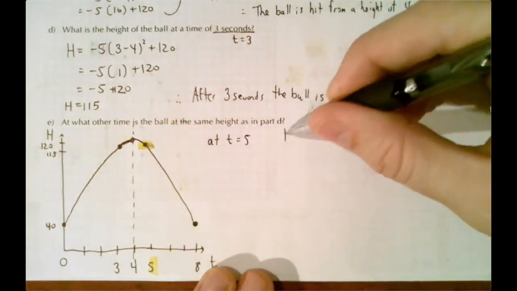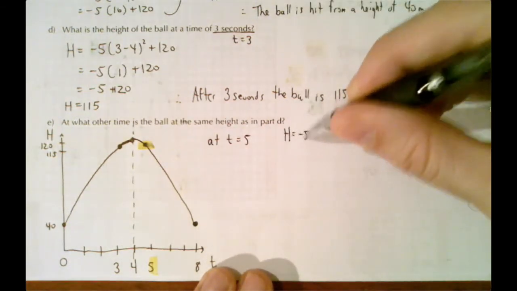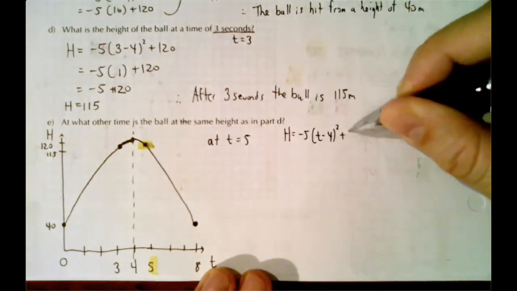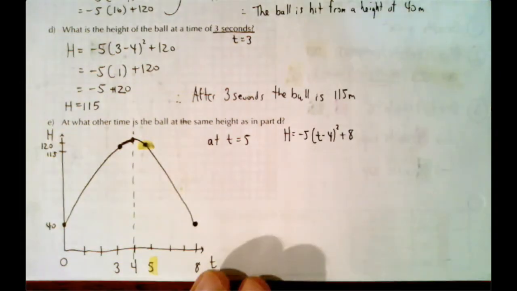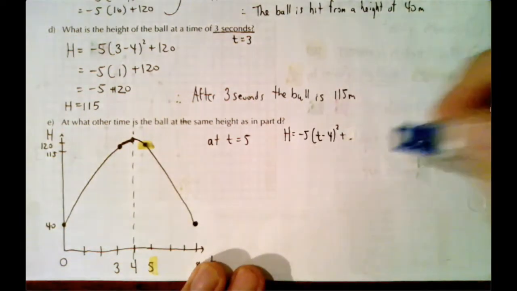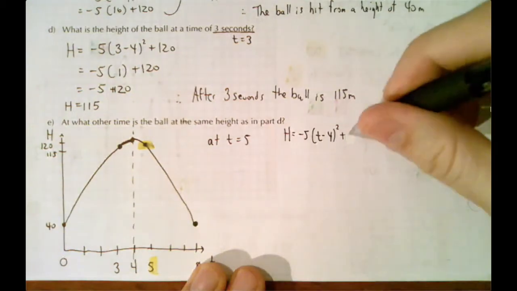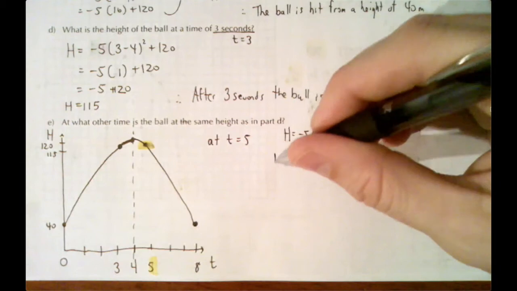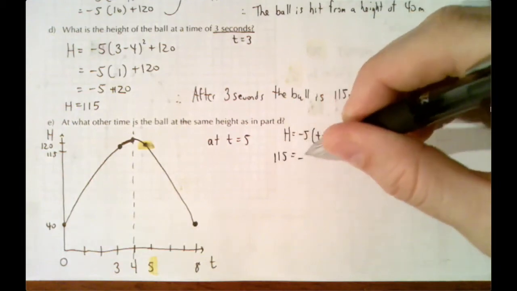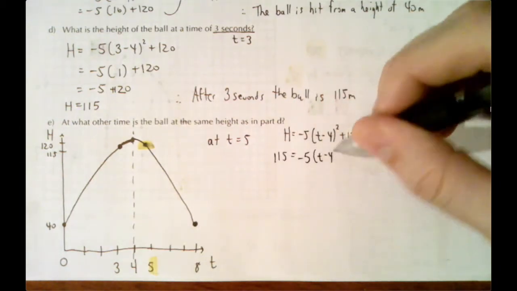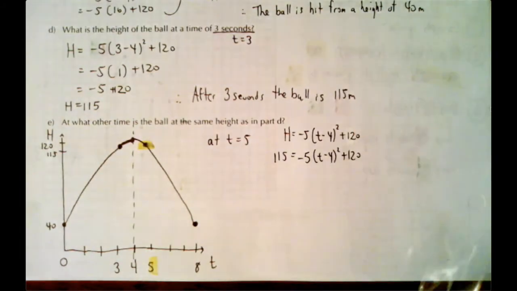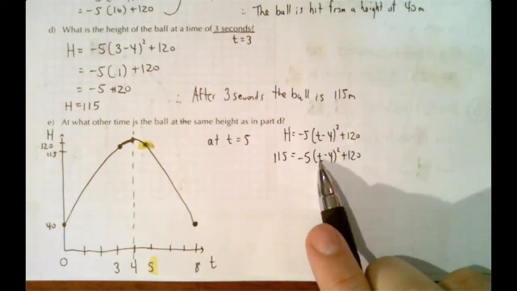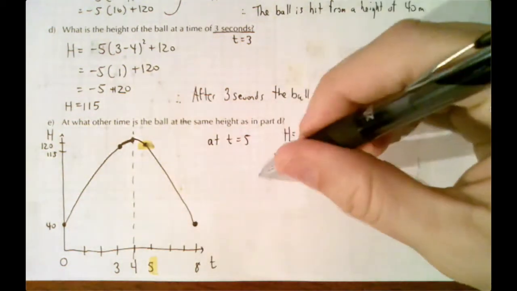But if you wanted to figure it out algebraically, you could use the equation. Our equation says -5 (t minus 4) squared plus 120. Well, they gave us the height. The height they said was 115. And we want to solve for time. Well, we just solve for it. We isolate for t, and how we isolate for t is we rearrange. We bring the 120 to the other side.